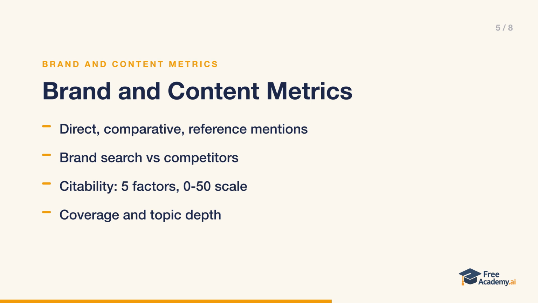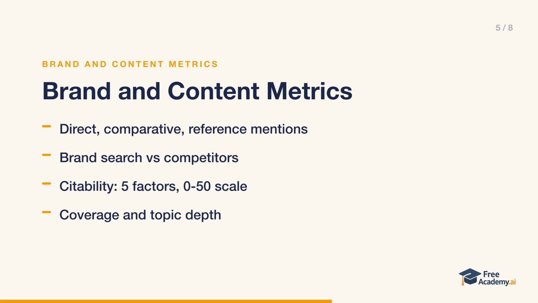Brand metrics come next. AI brand mentions track how often AI mentions your brand, not just links to you. There are 3 categories: direct recommendations, where the AI says, try your brand; comparative mentions, where it is your brand versus a competitor; and reference mentions, where it says according to your brand.